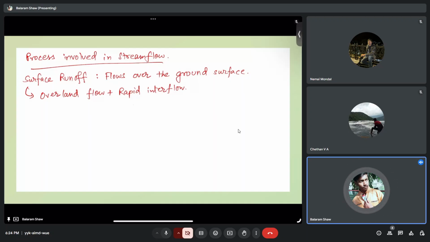And next is the delayed interflow. The delayed interflow is the gradual movement of water through the soil layers following a precipitation event. So rapid interflow is happening, and following that, delayed interflow happens, but it continues for a very extended period. Okay. Here you can see the overland flow and the interflow, right? And at the end, base flow is also joining, and here you can see it in the river section.